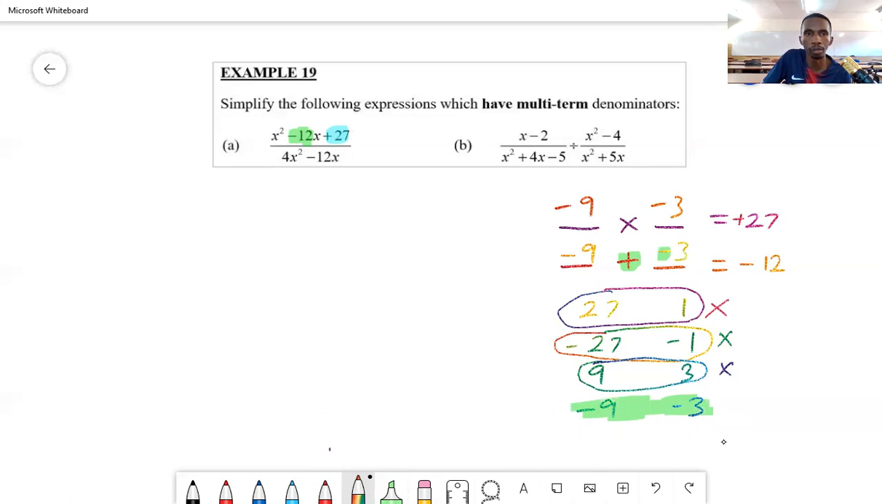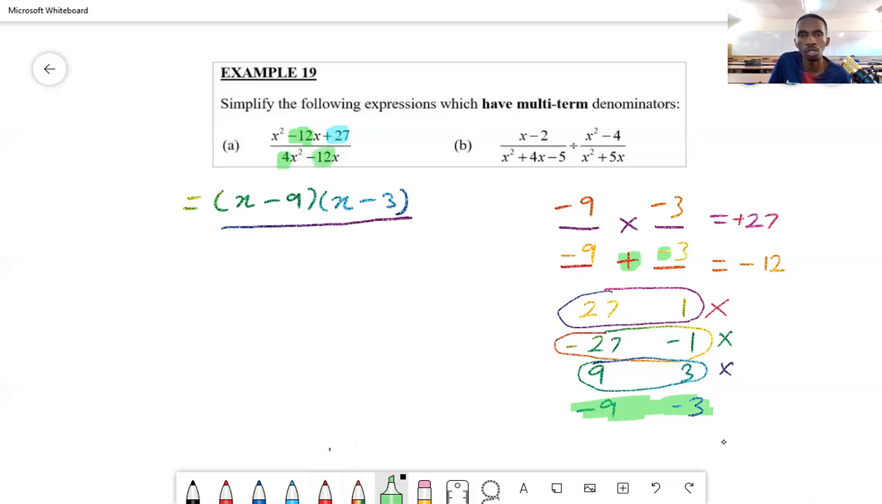Right, let's factorize. We will have at the top x minus 9, x minus 3. Then at the bottom, you look at the coefficients. You start with the coefficients. We have 4 as well as negative 12.